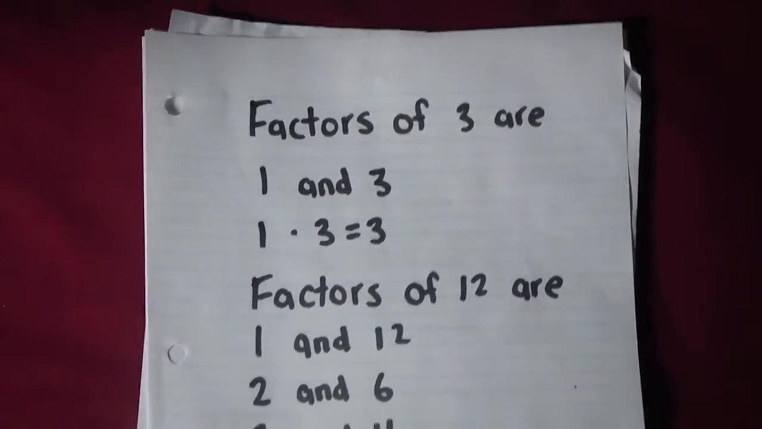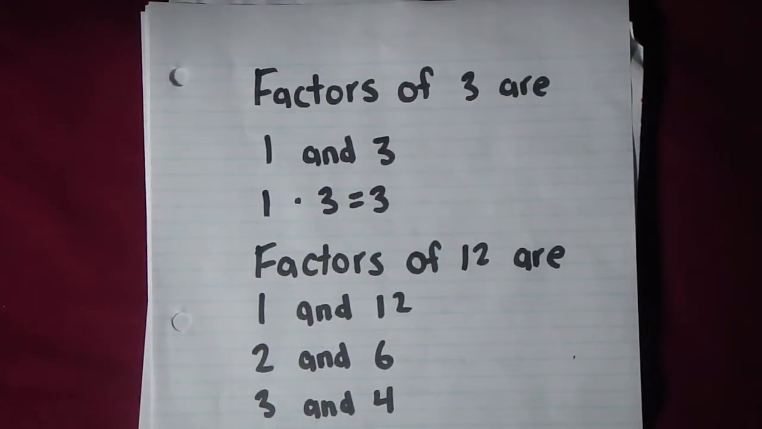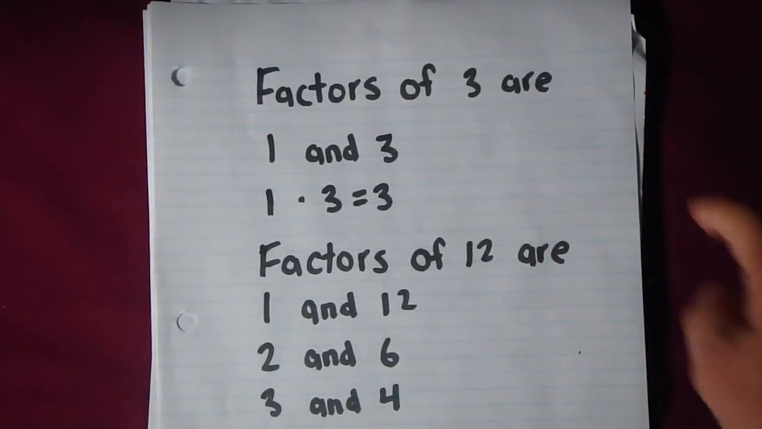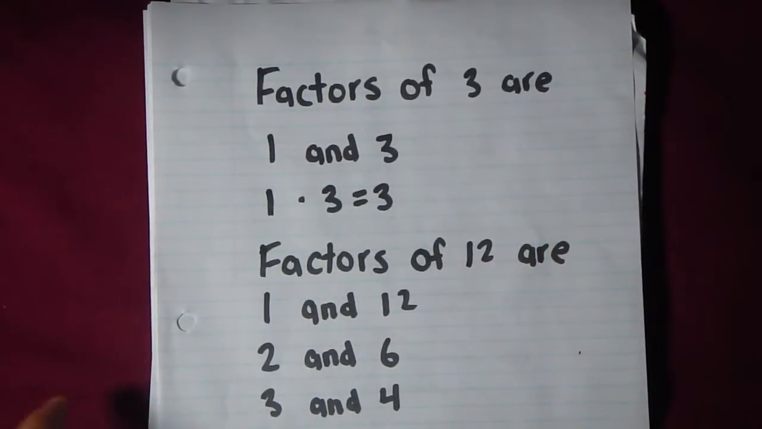Today I'll be making a video on everything I have learned about factoring in grade 10 quadratics. So first of all, let's talk about what a factor is. A factor is basically a number that can multiply with another number to give you the final product you are looking for. For example, the factors of 3 are 1 and 3 because 1 and 3 can multiply to give you 3.